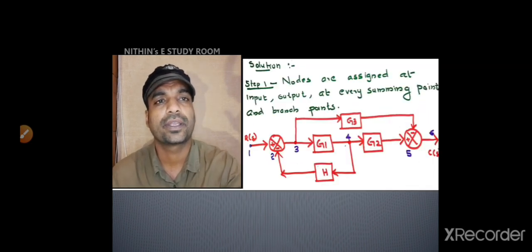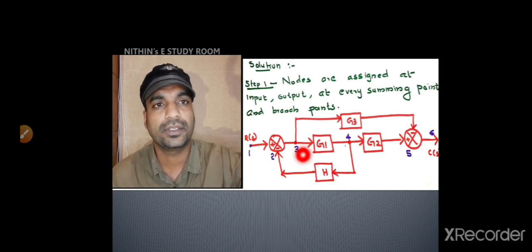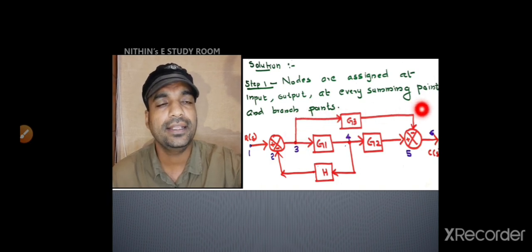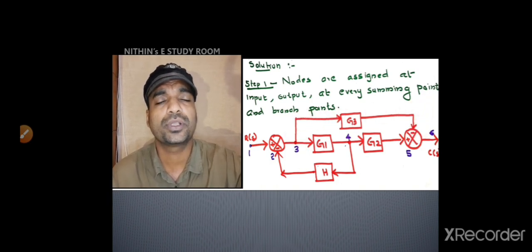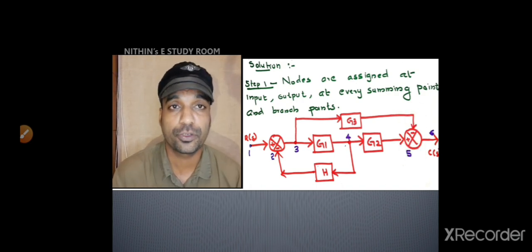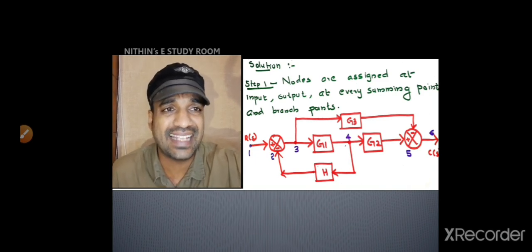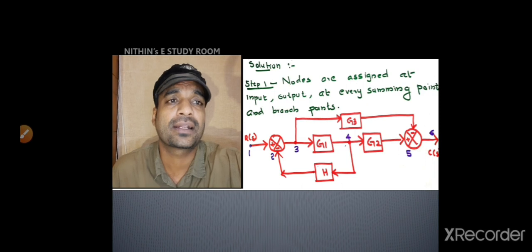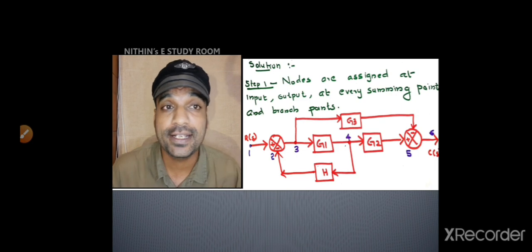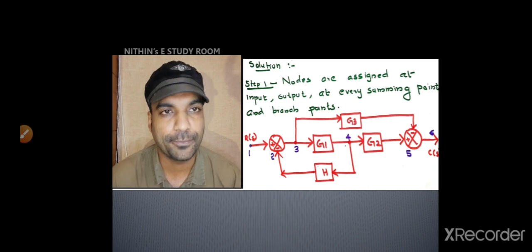So what I want to say is from 3 to 5 there is a path, and that path is also contributing a forward path. You can see from 1, 3, 5, 6, that is also a forward path. But you should be very careful about the point where it is landing. It is landing in the summer at the minus port. So you have to take the gain or the function block as minus G3. That is the very important thing.